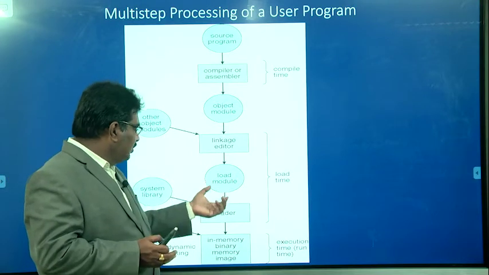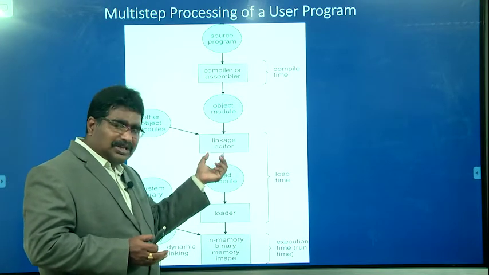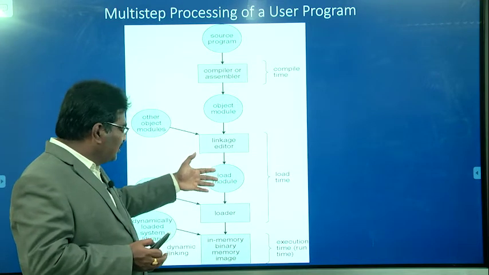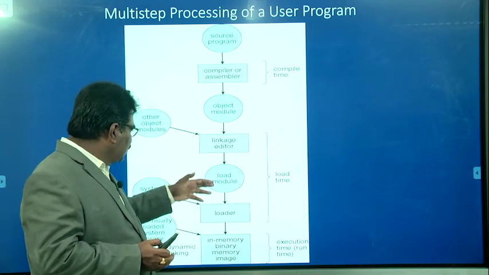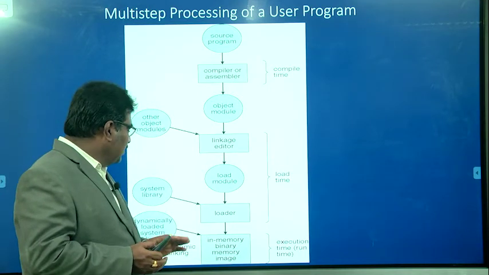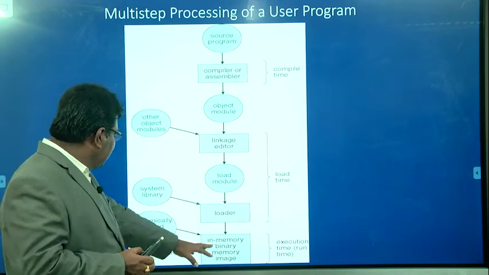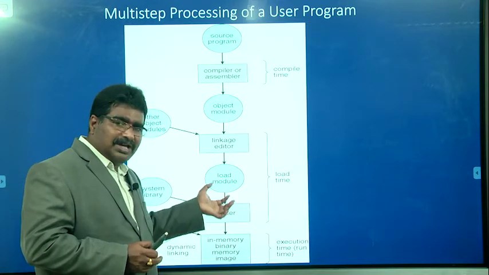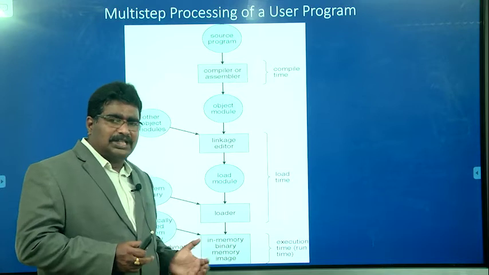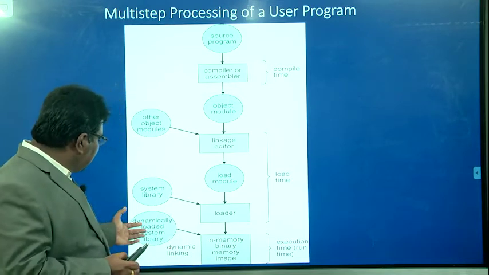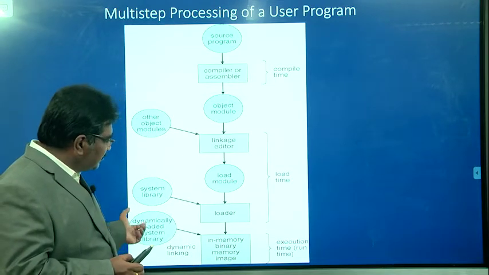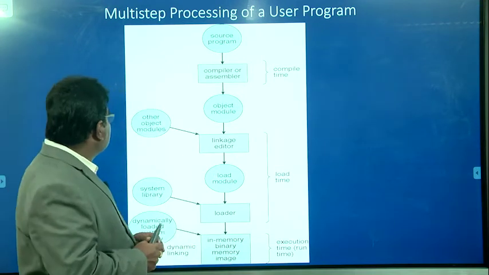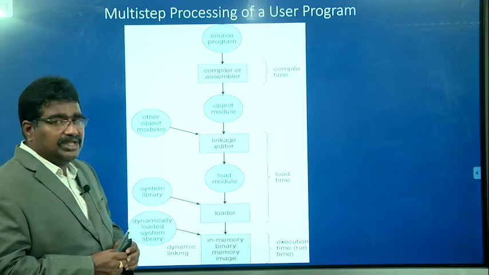Now the load module simply loads our executable file from the secondary memory, and the loader is used to load that particular module into the primary memory, where binary memory is existing. In some cases we are able to load the entire program, and another possibility is that we dynamically load the system libraries. System libraries are dynamically loaded to perform the execution operation. This is the multi-step processing of a user program.